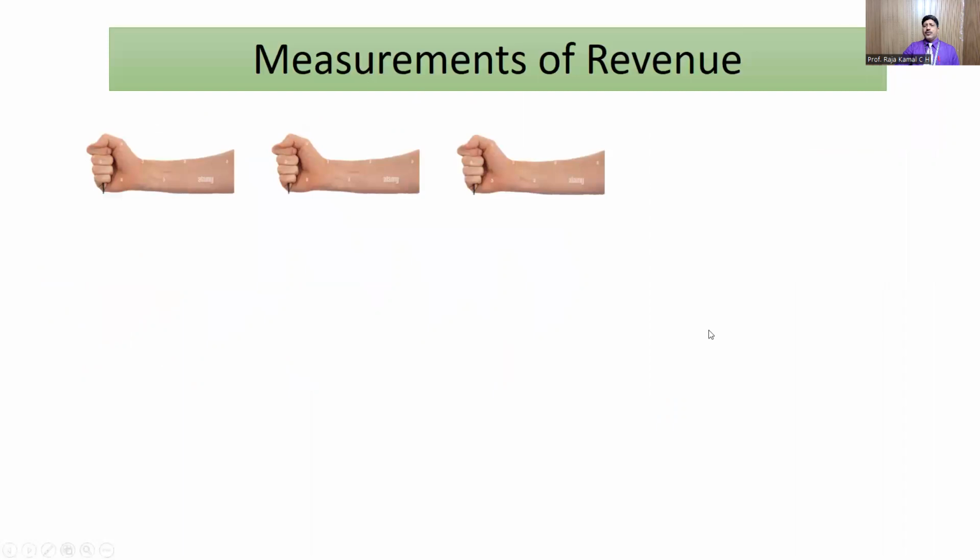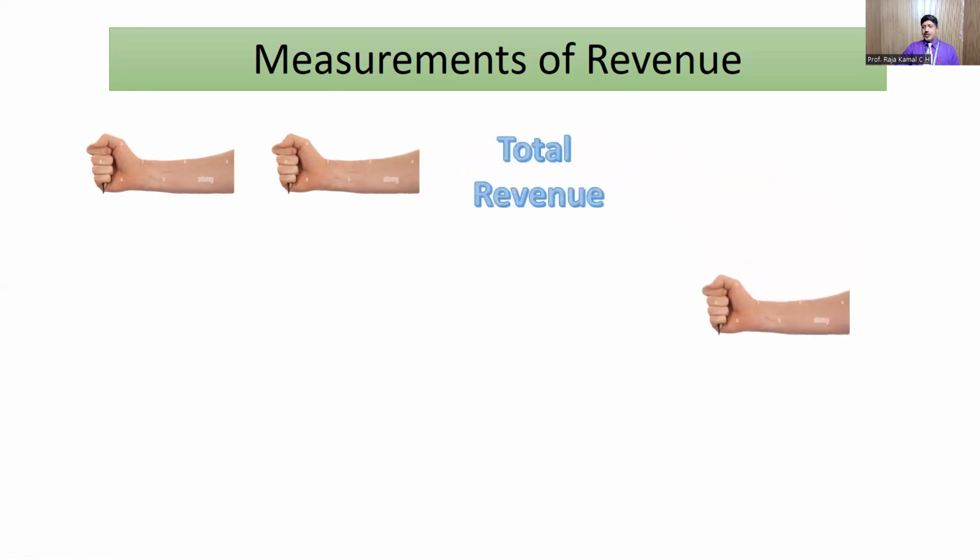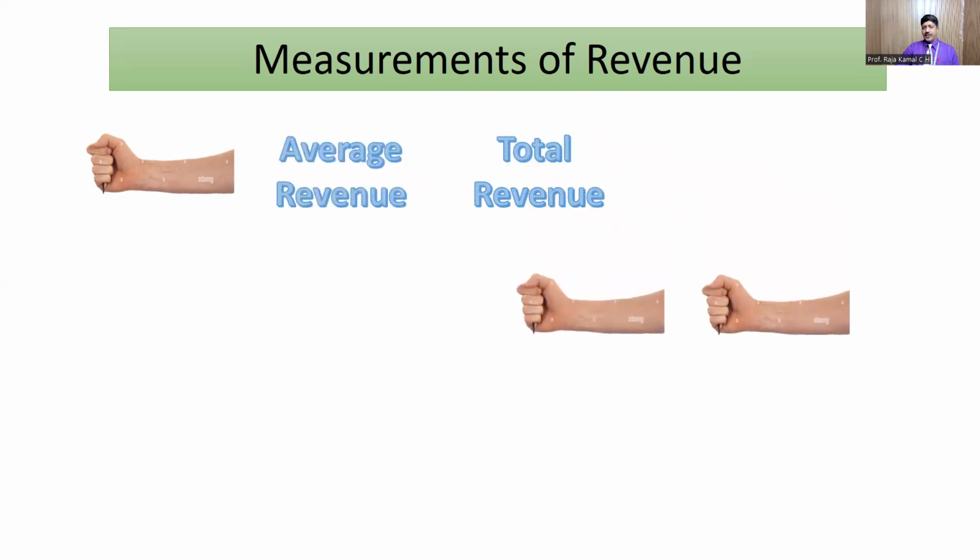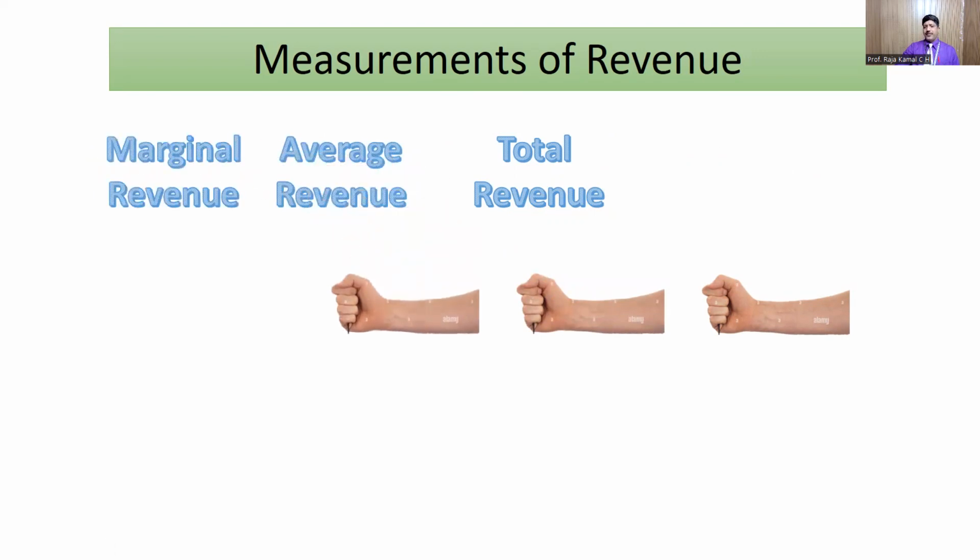Now, what are the different measures to calculate revenue? The first measure is total revenue. Revenue can also be in the form of average revenue, and it can be measured in the form of marginal revenue. For total revenue, as I told you, revenue is the number of units sold at a particular price. So total revenue is equal to price into quantity.